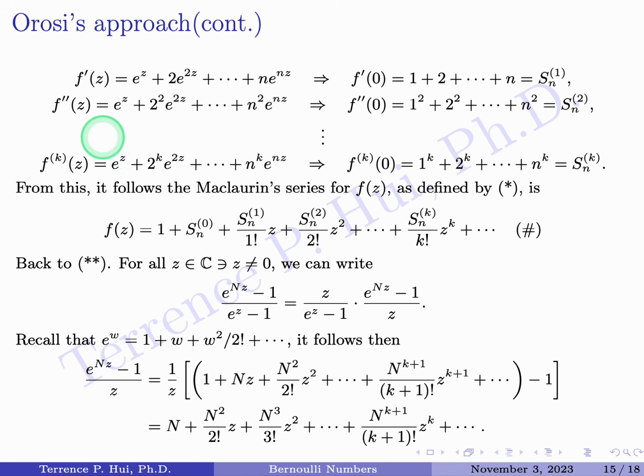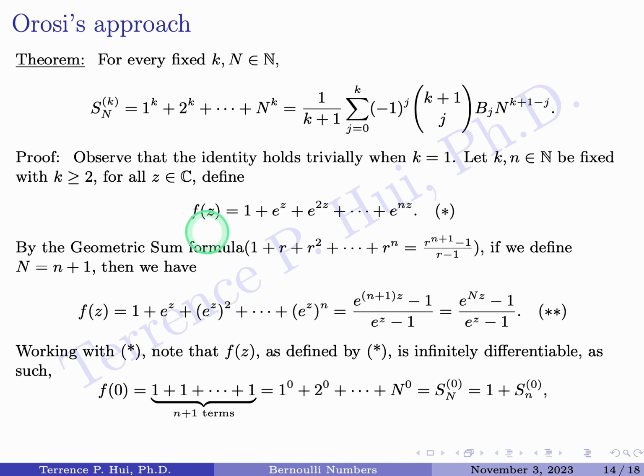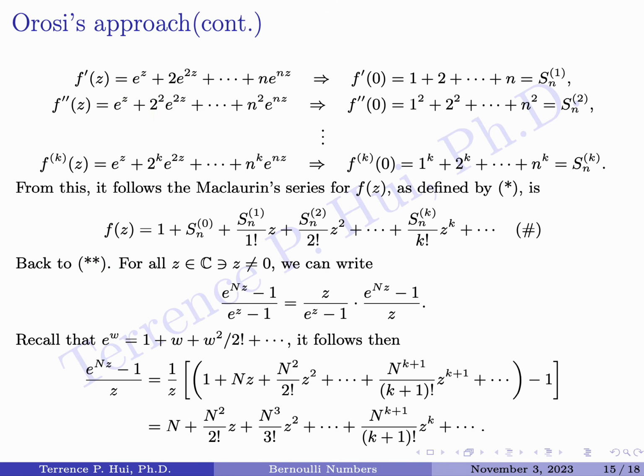Now, let's take the derivative. Remember, f is this function. When we differentiate, the first term drops out because it's a constant. So all you have is e to the z plus 2e to the 2z and so on. So the first derivative is e to the z plus 2e to the 2z plus and so on plus n e to the nz. What happens if you evaluate this f prime at 0? At 0, e to the 0 is always 1, so all of this drops out. So f prime of 0 is 1 plus 2 plus and so on plus little n. This is the same as S sub little n of 1.